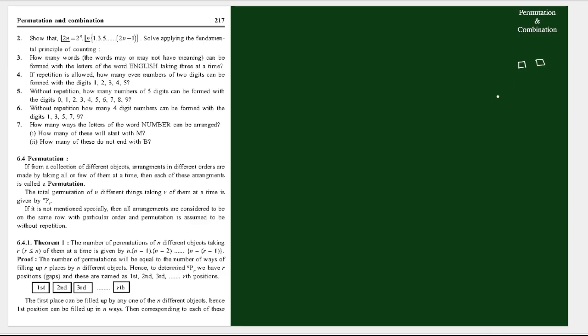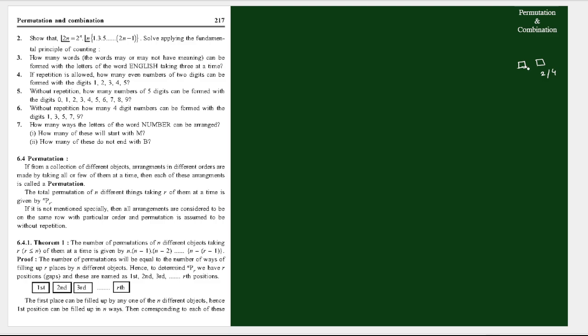So the first place, even number. That means the last digit should be even. So what are the even numbers? 2 and 4. So this one can be either 2 or 4. That means two ways. Repetition is allowed, so two ways it can be filled. Then here it can be anything, and repetition is allowed.